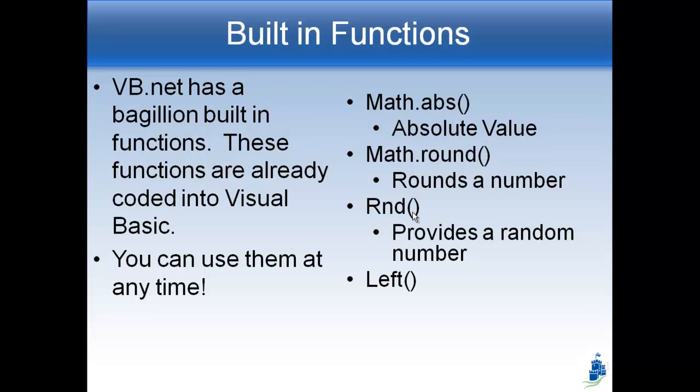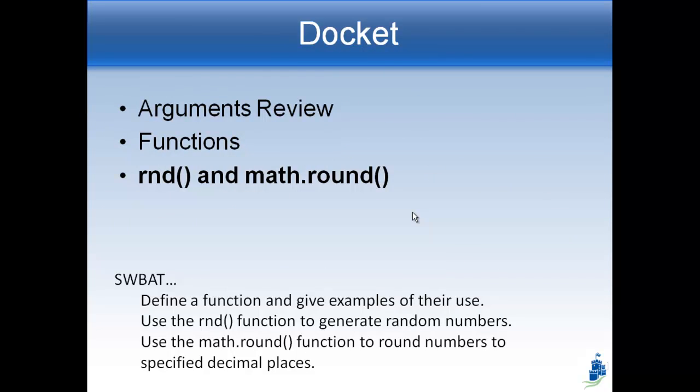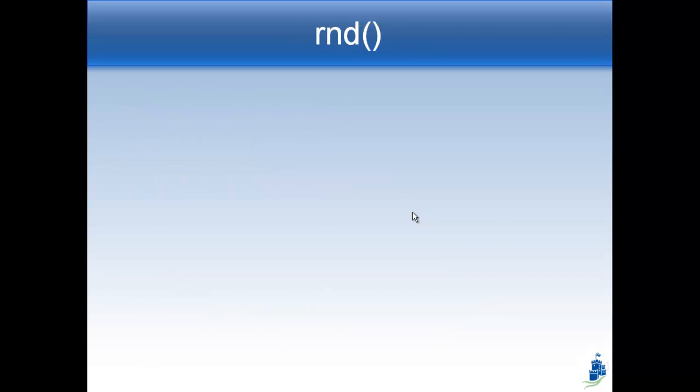And there's a lot of them that deal with strings, pieces of text. So left, if you put 5 in there, it'll take the first 5 letters of something and cut those right out. So there are lots of different functions. These are just examples. But we are going to go in depth on 2 of these functions: rand, which is for random numbers, and math.round, which is for rounding.